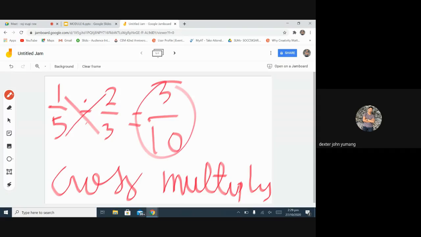Ganun po. Saan po mas madali? Procedure 1, yung method 1 or method 2? I-type your answer daw. Saan po mas madali? Si reciprocal ba or si cross? Method 1 or method 2? Saan kayo? Cross or reciprocal? So, mas madali po talaga si cross. Yan po. So, another example.